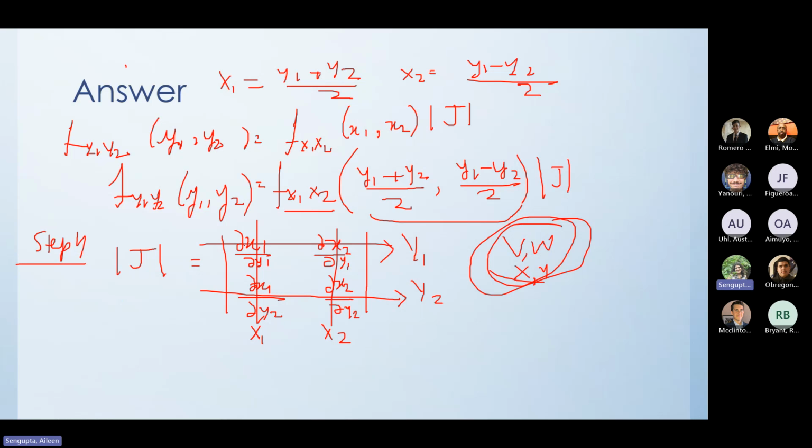So differentiate x1 with respect to y1, you have 1. Differentiate x2 with respect to y1, again, you have 1. Differentiate x1 with respect to y2, according to my notes, minus half. And x2 with respect to y2, actually you have half. This is half and minus half, whatever. The values are not very important for me. So you have to take the determinant of 1, 1, half, minus half. Again, don't call me out on these values. Please check on your own. You take the determinant of that.